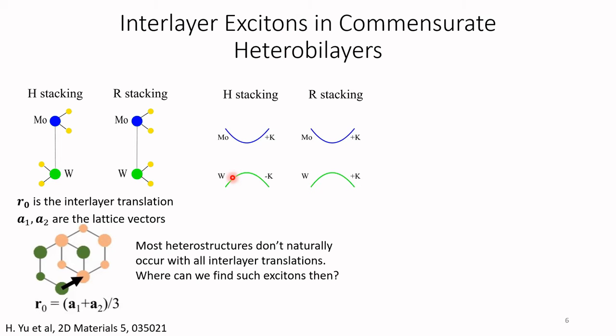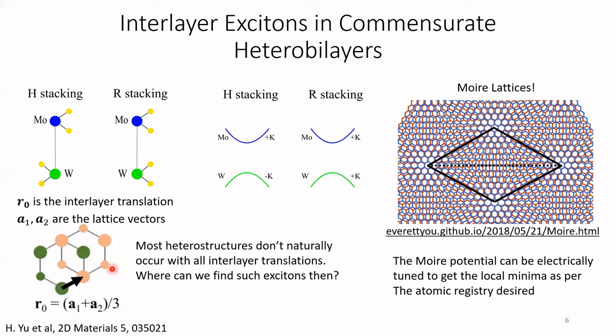Now, one for the more experienced viewer: one problem is that, sure, in theory I can talk about moving the layers with respect to each other, but most heterostructures with a random interlayer translation don't really exist in nature, and it's almost impossible to create such heterostructures. So where then can we find excitons?